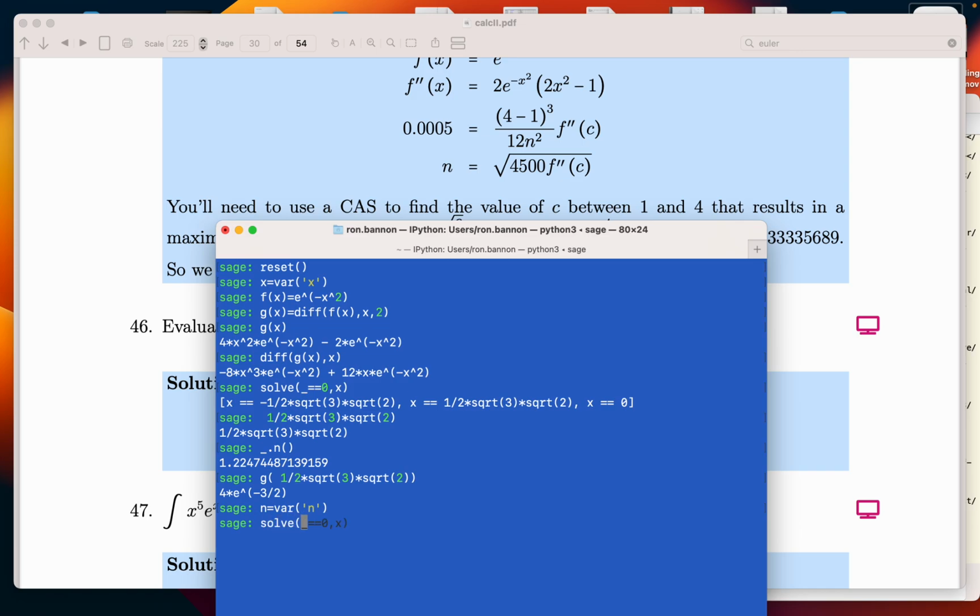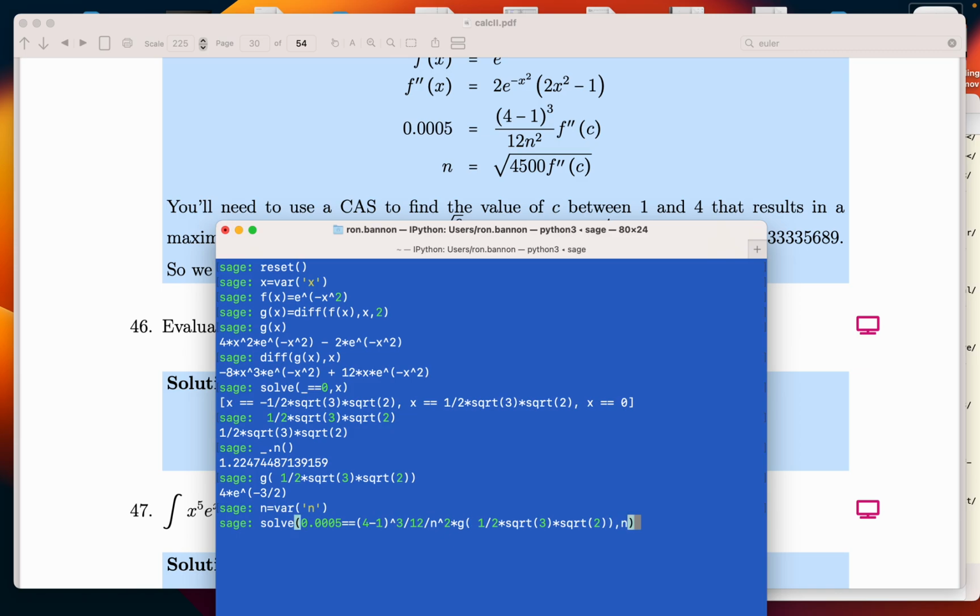And what do I got here? We're trying to solve an equation, which is 0.0005 equals 4 minus 1 cubed, and then I'm going to divide by 12, and then divide by n squared, and then multiply by the second derivative, which is called g, remember? At that number I just computed, which I know looks crazy to you. And what do I want to solve for? I want to solve for n.